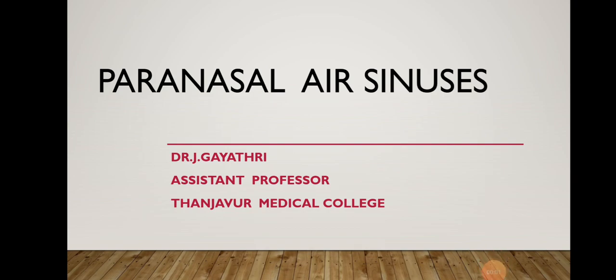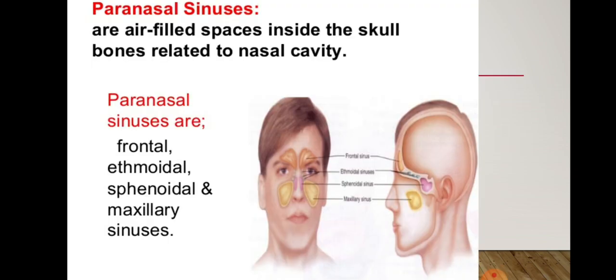So, good noon, students. Today's topic for discussion is the paranasal air sinuses. These paranasal air sinuses are air-filled spaces inside the skull bones related to the nasal cavity. You have four pairs, which are named according to the situation of the sinuses. These are frontal, related to the frontal bone, ethmoidal, sphenoidal, and maxillary sinuses.